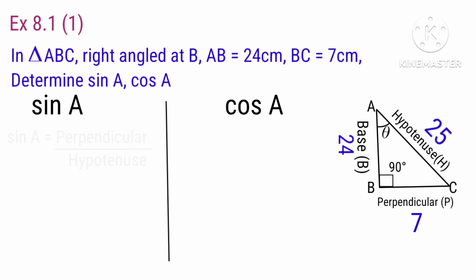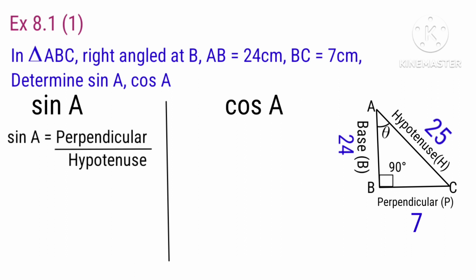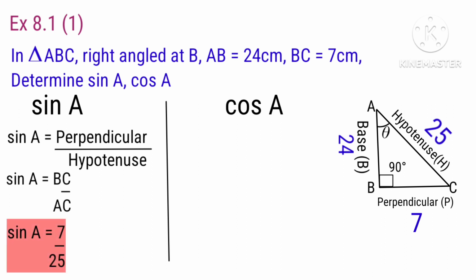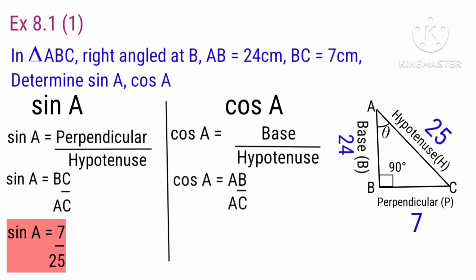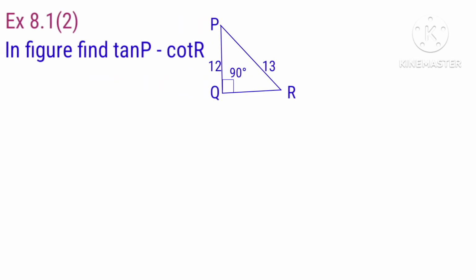So now we have to find the value of sin A and cos A. So sin A is equal to perpendicular divided by hypotenuse, that is BC divided by AC, that is equal to 7 by 25. So cos A is equal to base by hypotenuse, that is equal to AB divided by AC. So we'll get 24 divided by 25. We'll see another model in this sum. In the figure, find tan P minus cot R.